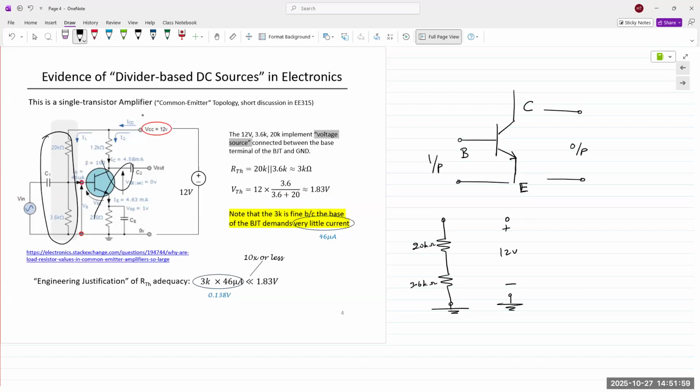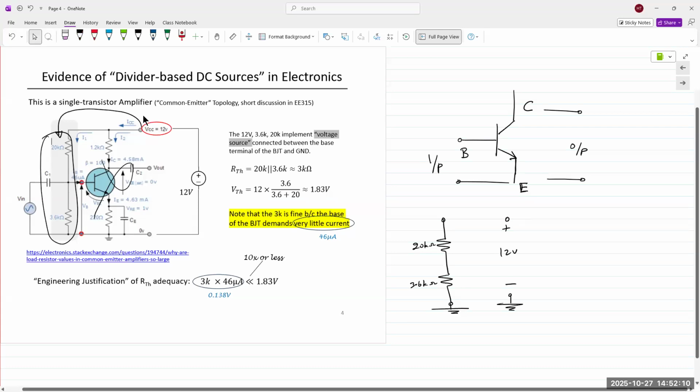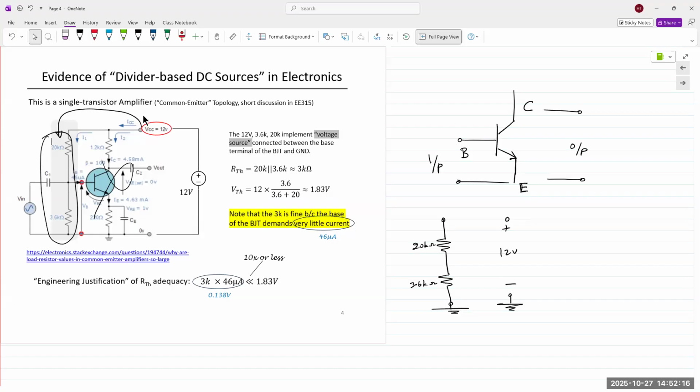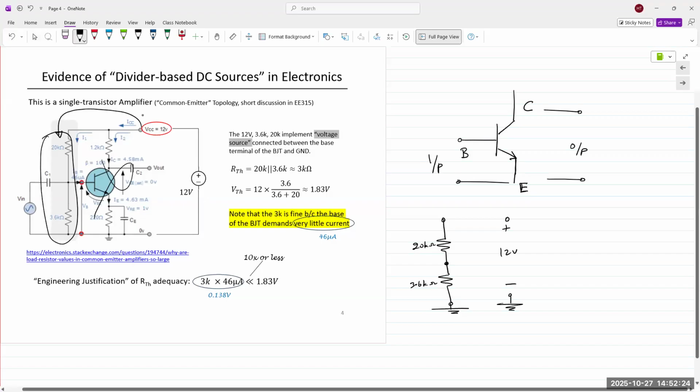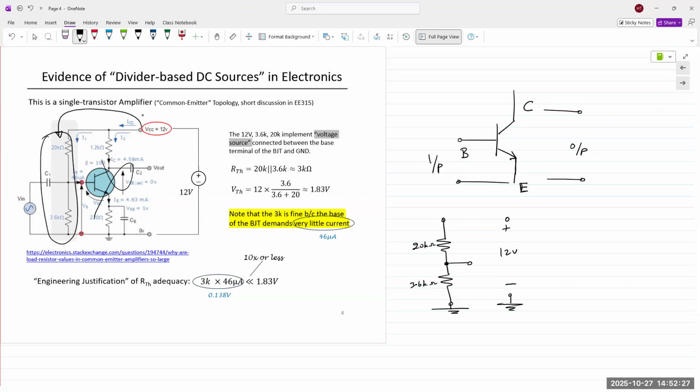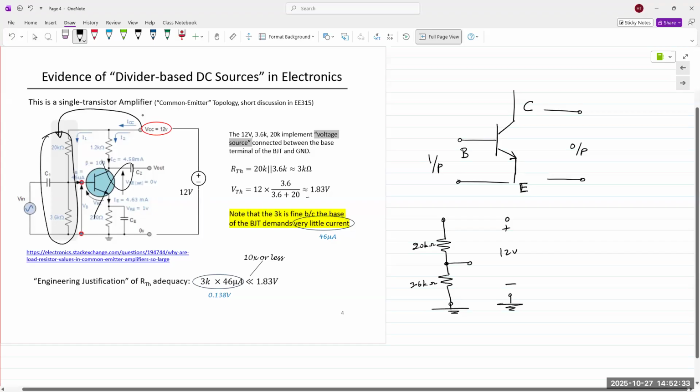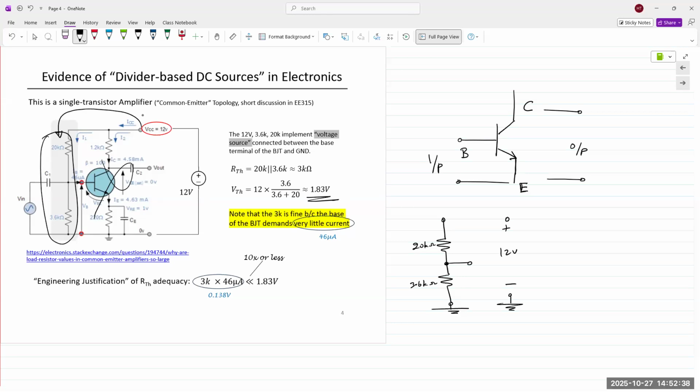If you look at the top of the image, the 12 volts is applied to the collector side, and it's also applied to the base side. So it's going into both. It's connected together. On the output side, it's just feeding into the transistor. On the input side, it's feeding into the transistor, but via the two resistors. And the midpoint right here is going into the base. Depending on the values shown in this example, we obtain 1.83.